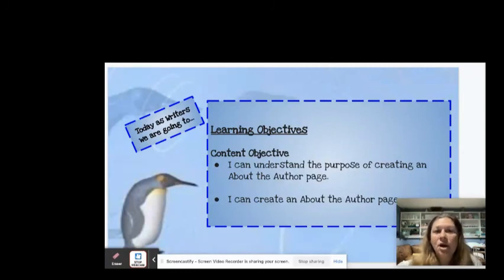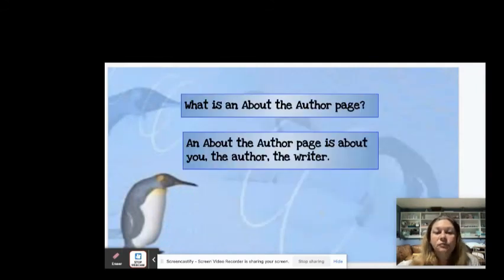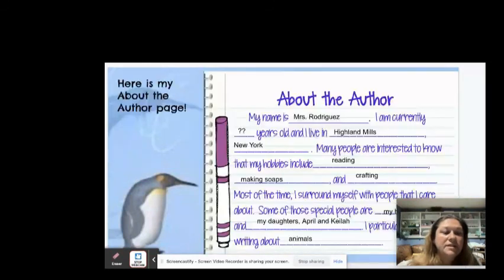When I pick up a book, I always like to read the back, or sometimes it's in the front flap, because I want to read about the author. I want to get to know a little bit about the author's background. So today you're going to create one. What is an About the Author page? An About the Author page is about you, the author, the writer. Let's take a look at my author page.